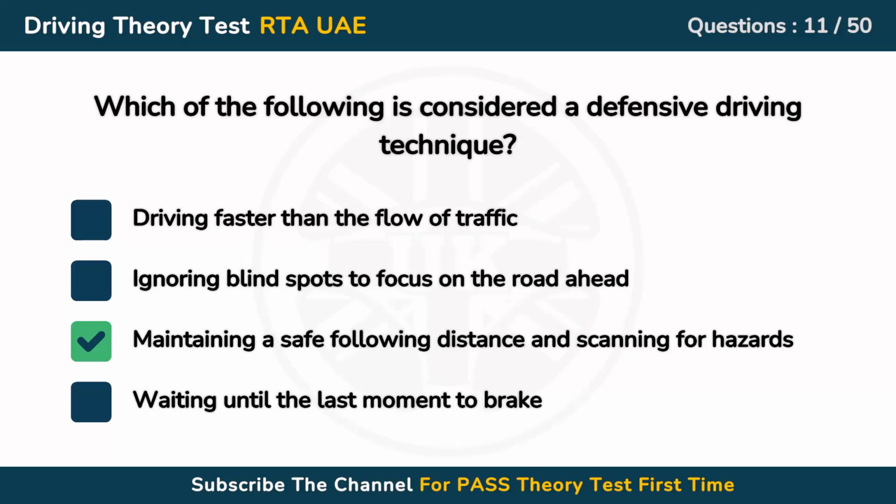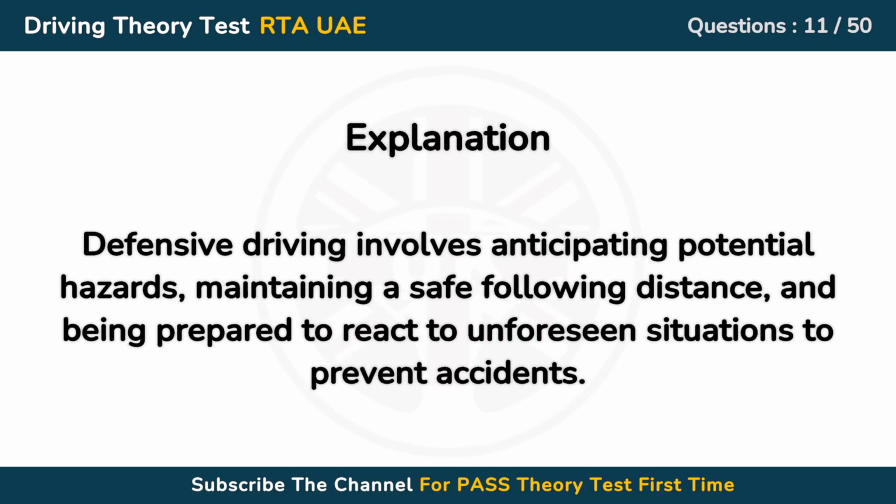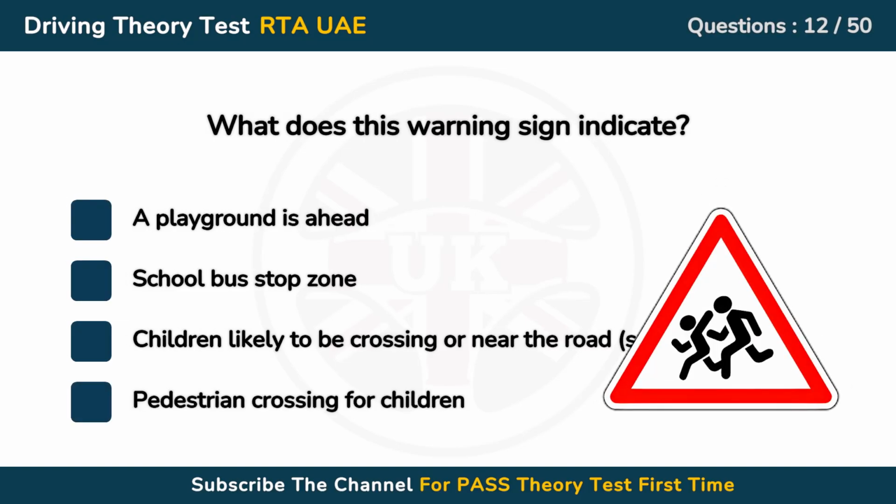Answer is C. Maintaining a safe following distance and scanning for hazards. Defensive driving involves anticipating potential hazards, maintaining a safe following distance, and being prepared to react to unforeseen situations to prevent accidents. Question 12. What does this warning sign indicate?